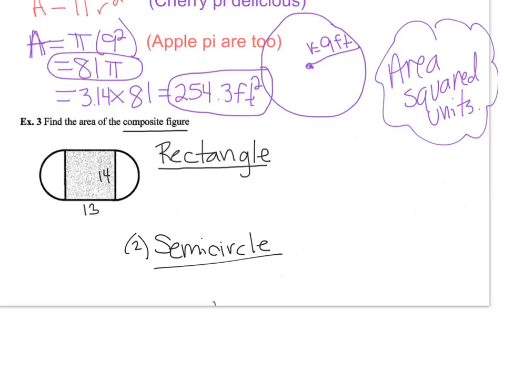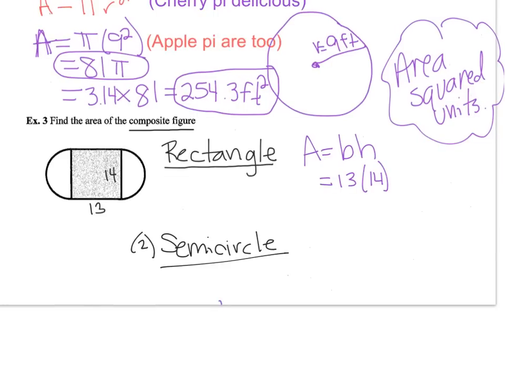Let's start with the easy part first. Area of a rectangle is base times height. We have a base of 13 and I see a height of 14. When we multiply those together, we get an area of the rectangle of 182 units squared. But that's just part of our composite figure. We've got to figure out the rest of it.